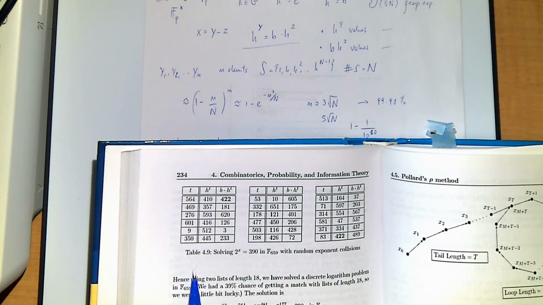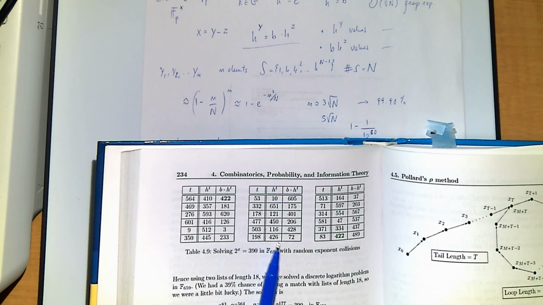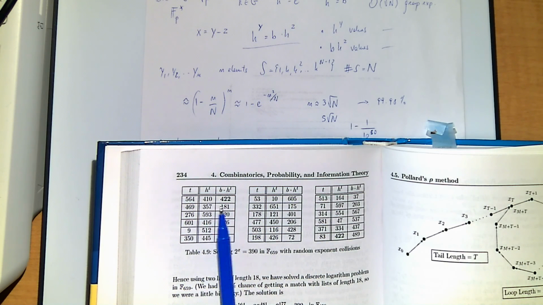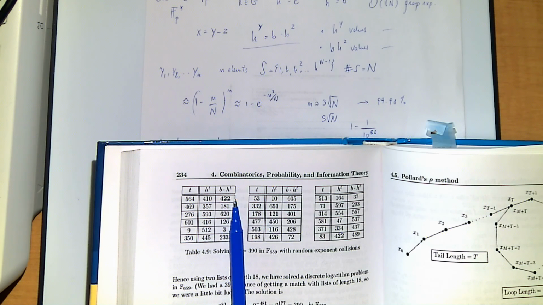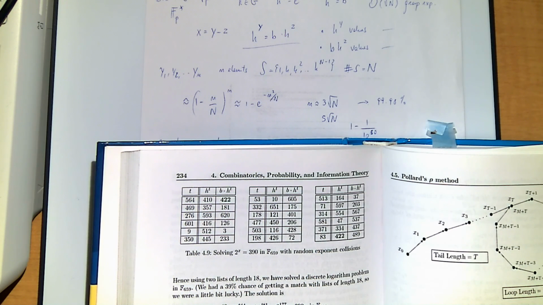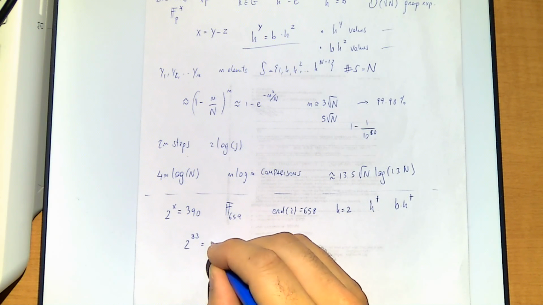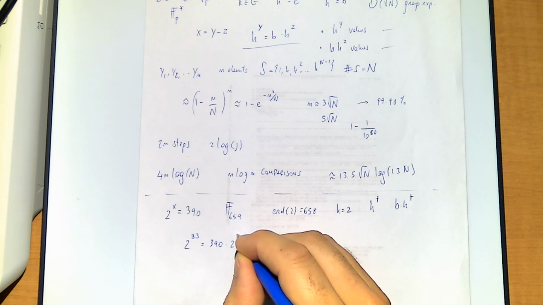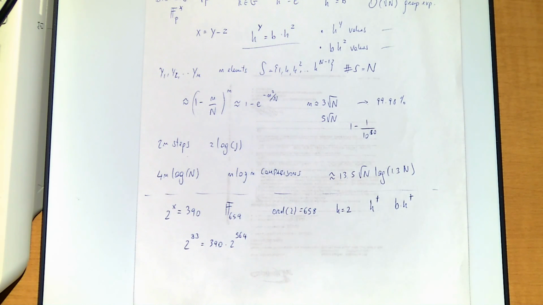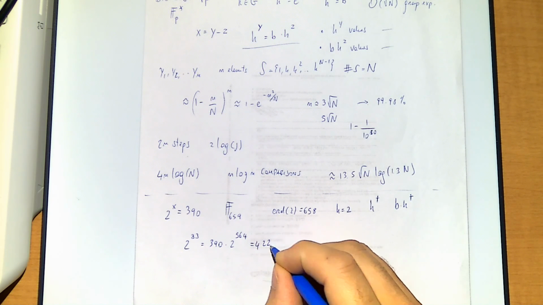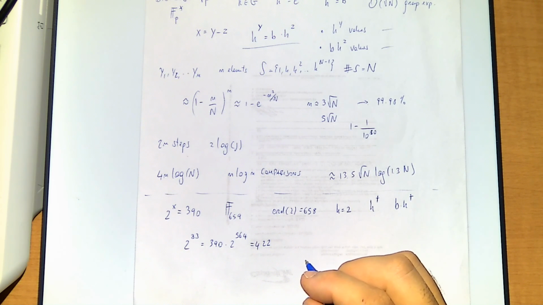Finally, you find that this 422 is equal to this 422 in the first list. And so the exponent 564 for the second list is the same as 83 for the first list. Okay? And look how many steps you did, not very many. So you obtain that 2 to the 83 is equal to 390 times 2 to the 564. That's from the first list, and then from the second list, this is 422 in both cases, right?